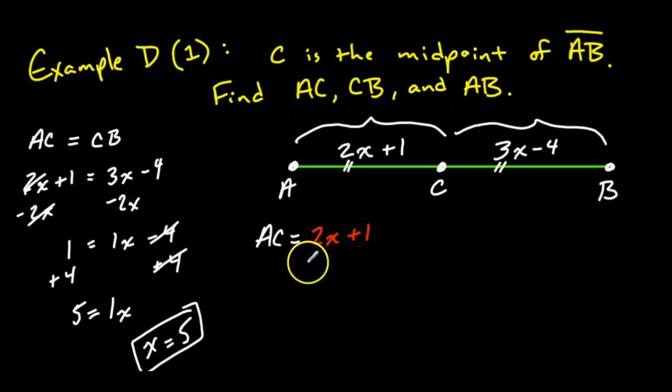Let's do it in red here, a little different color. All I'm going to do is plug in my x. It's going to be 2 times 5 plus 1. 2 times 5 is 10 plus 1, which tells me that the length of AC is 11.